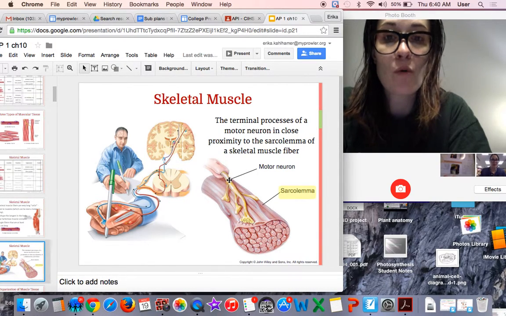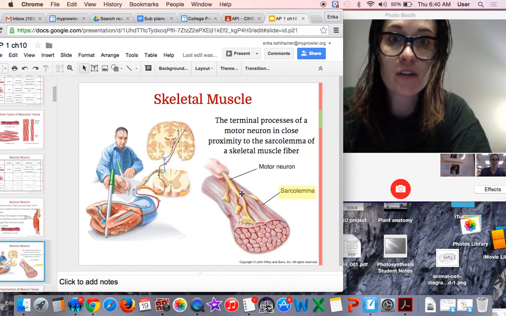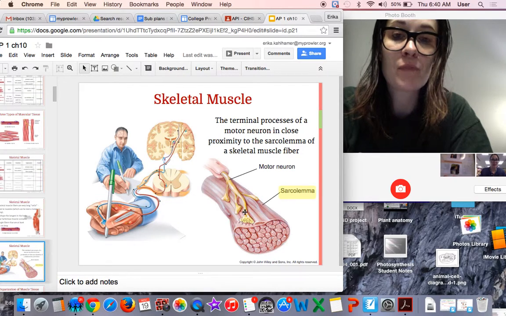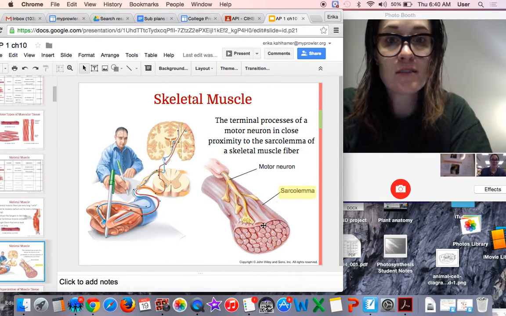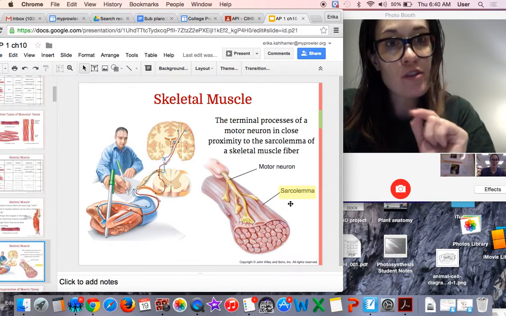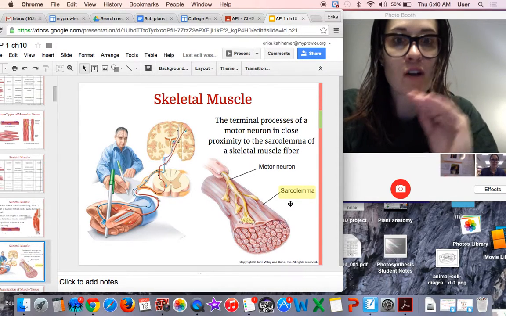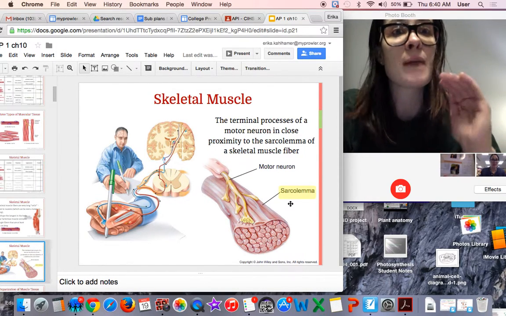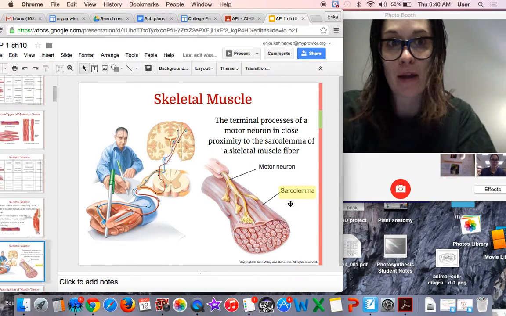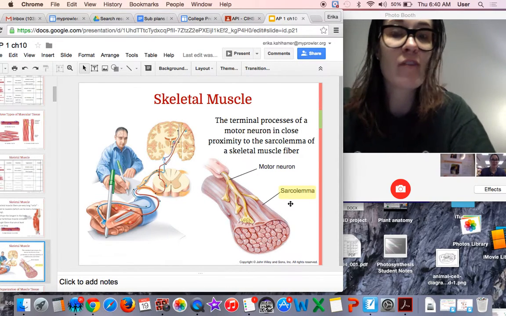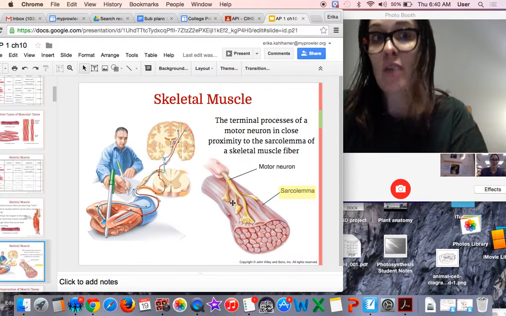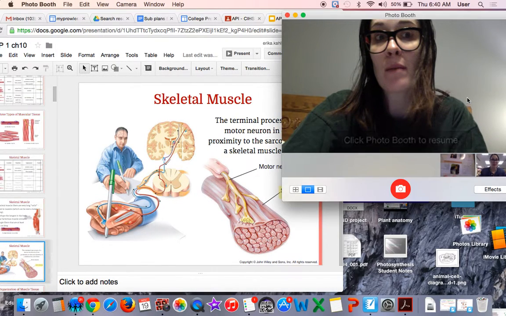So here we see a motor neuron. This is part of your nervous system, right next to this sarcolemma. You'll have to know that the sarcolemma is the muscle cell membrane. It has a special name. So every muscle cell has a cell membrane, and it's called a sarcolemma.